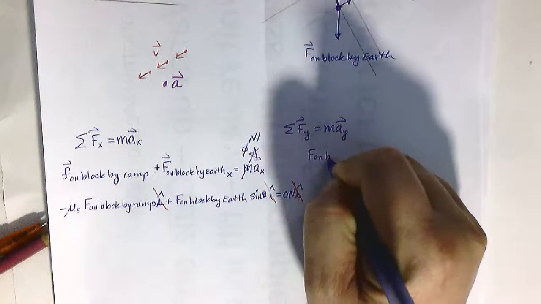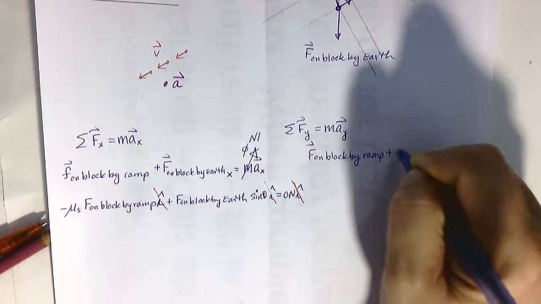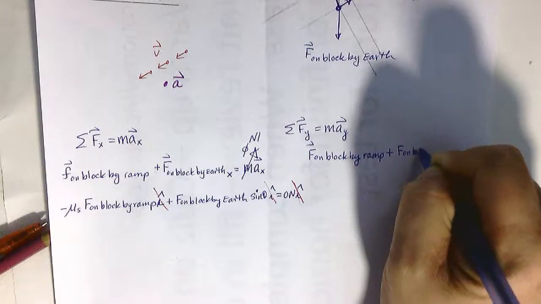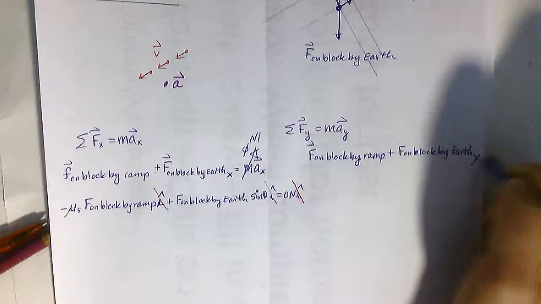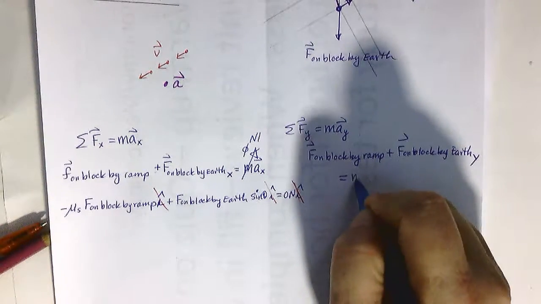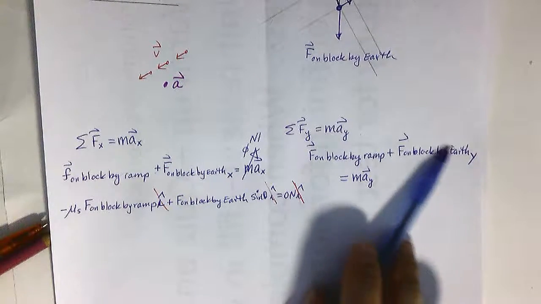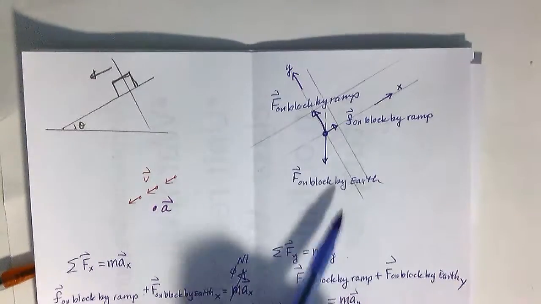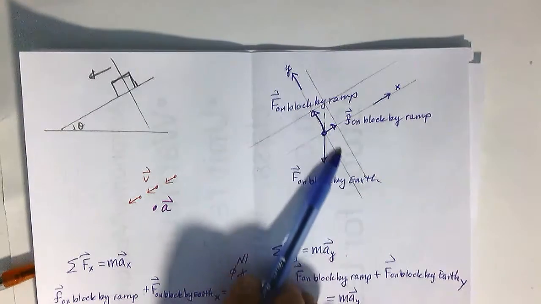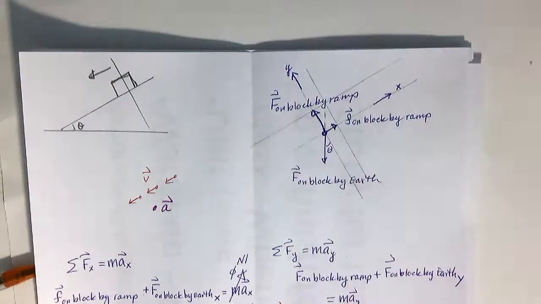I have force on block by ramp plus force on block by earth, subscript y, and that's equal to ma sub y. Again, this is probably going to be a little tricky for you understanding this. Wait a minute, isn't the weight always in the y direction? No, remember, we've rotated our reference frame. And so now our weight is actually at an angle, and this angle is the angle theta.